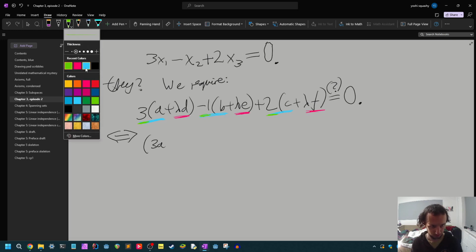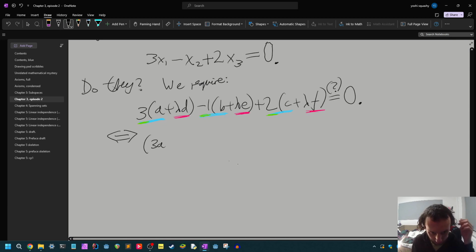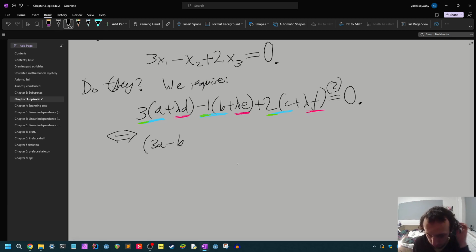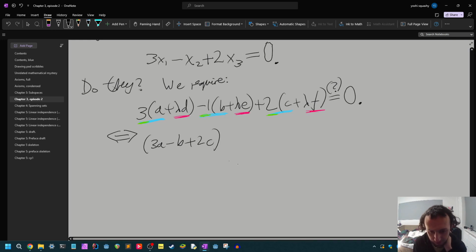Where's my pen gone? There it is. Okay, so we got 3a from the blue, we got minus b from that blue, and we got plus 2c from that blue in this bracket, and then we'll have whatever's going on over here. So we'll have 3 lambda d as our first pink term, and then we'll have minus lambda e as our next pink term, and then our plus 2 lambda f as our final pink term.